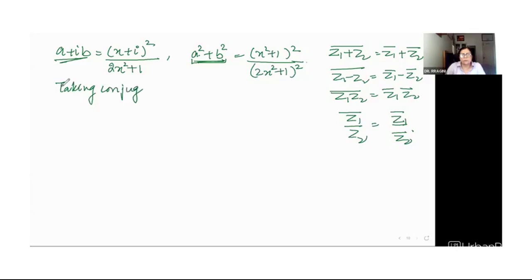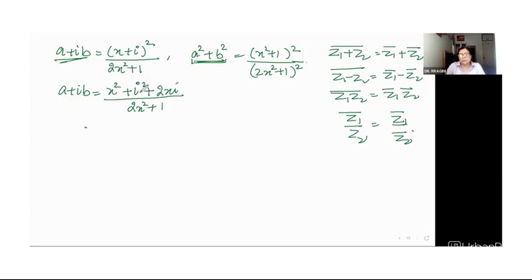Or you can first do that. You can solve it a little bit because it is a whole square: a square plus b square plus 2ib. I'm breaking the numerator into real and imaginary parts; the denominator is already a real number.